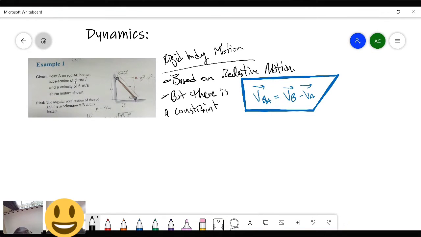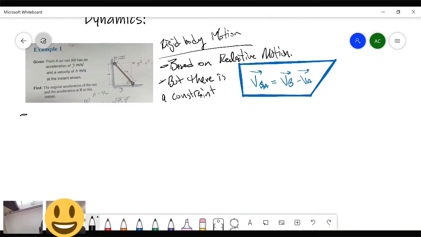All right, dope. But there's a constraint. A lot of the time, a constraint makes a problem easier, but in this case, the constraint actually makes the problem harder. I'm going to show you what I mean by that. What we like to do is draw rigid bodies, forget all that writing, as two points connected by a line.